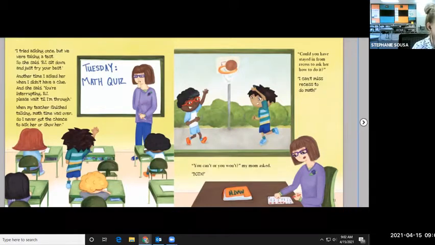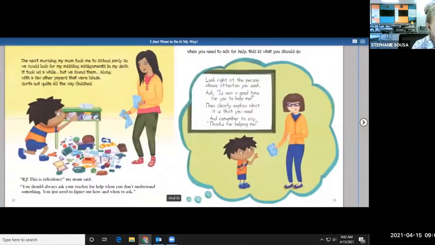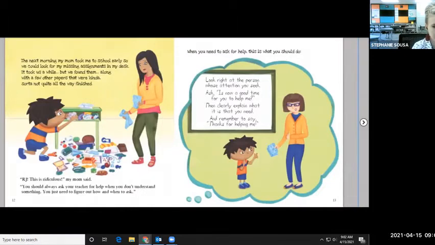Could you have stayed in from recess and asked her how to do it? I can't miss recess for math. You can't or you won't, my mom asked. Both, I answered. The next morning, my mom took me to school early so we could look for my missing assignments in my desk. It took us a while, but we found them, along with a few other papers that were sorta not quite all the way finished.